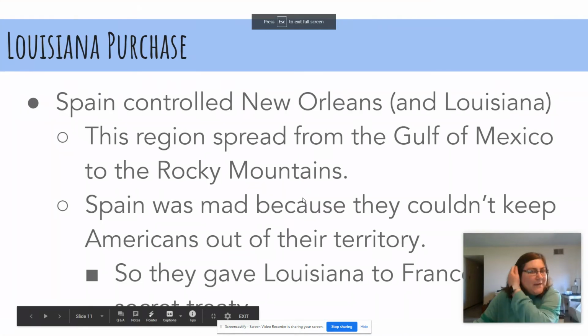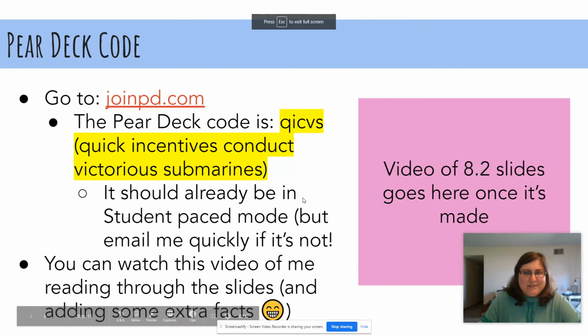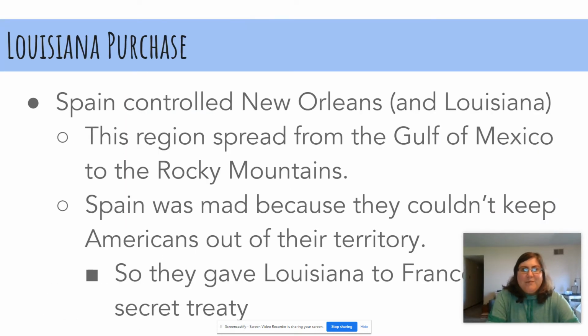Okay. So let's talk about the Louisiana Purchase just a little bit. When we're talking about this land called Louisiana, it's important to know that in the beginning of the 1700s, this land, New Orleans and the rest of Louisiana, is actually owned by Spain, which is really convenient for them. They rule the entire Gulf of Mexico, Florida, and it goes all the way to the Rocky Mountains. So it's a very big space.